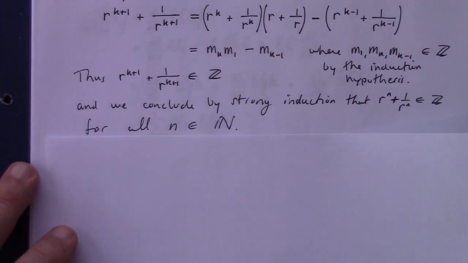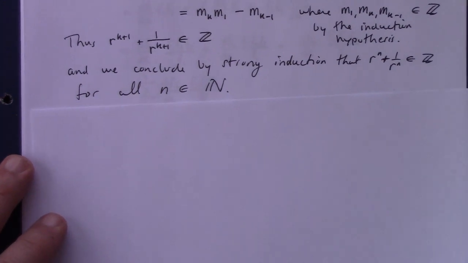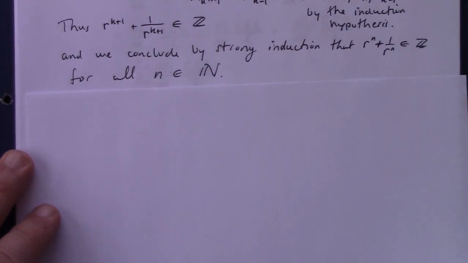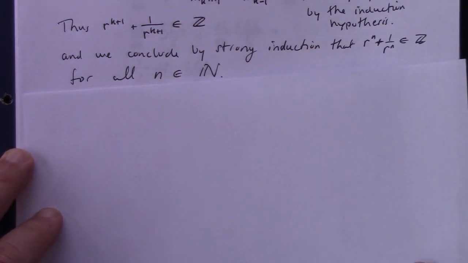Therefore, we can conclude by strong induction that r to the n plus 1 over r to the n is an integer for all n. So there you go. All right.